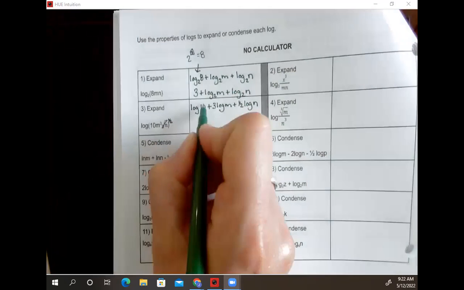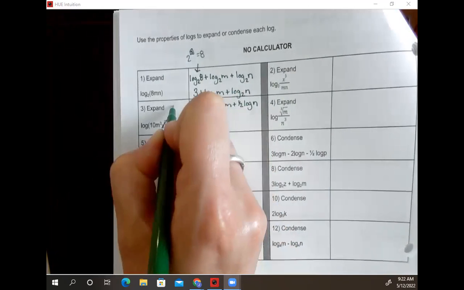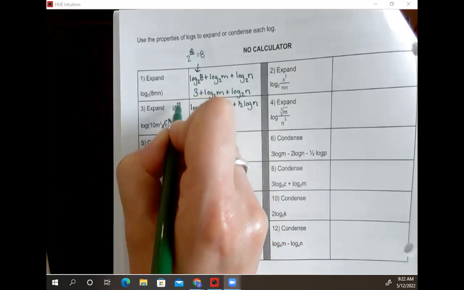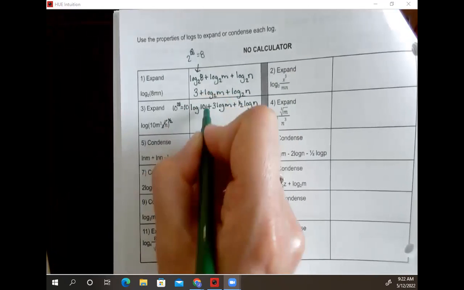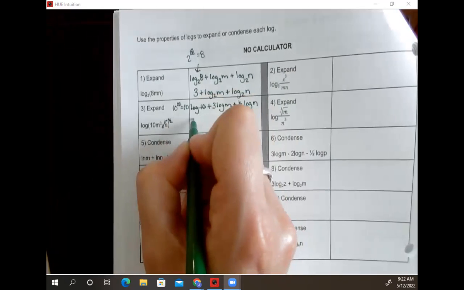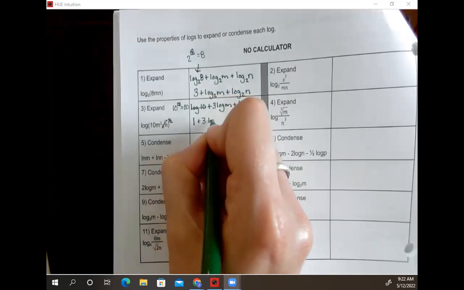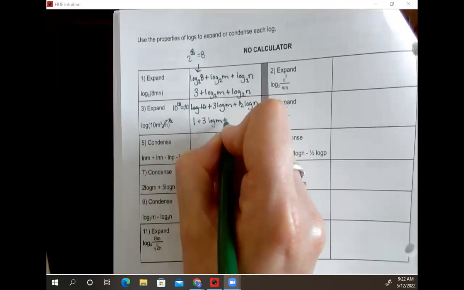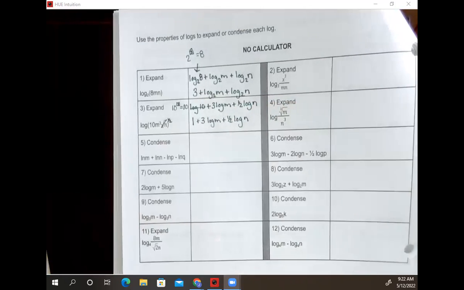Now, log of 10 is also something that we can simplify. When I don't see the base, that means it's 10. So this means 10 to the what power gives us 10? Well, 10 to the 1st. So this log of 10 is actually just 1 plus 3 log of m plus 1/2 log of n.